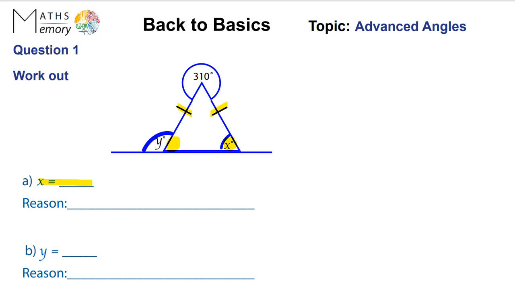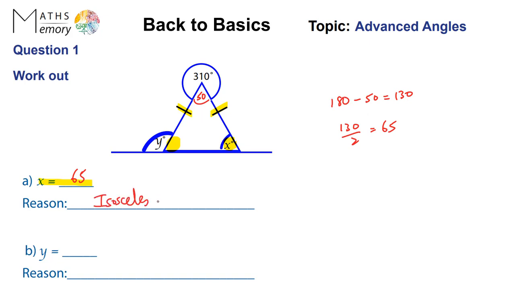Well, let's put out the top angle first. So this angle must be 360 take away 310 because a circle adds up to 360. Therefore, it's 50. If the top bit's 50, let's do 180 take away 50, and we'll get 130. And 130 divided by 2, this will give us our respective angles X over here, which is 65 degrees. The reason why, you can write whatever we wrote over here if you want to for a reason, but basically it comes down from us being an isosceles triangle.